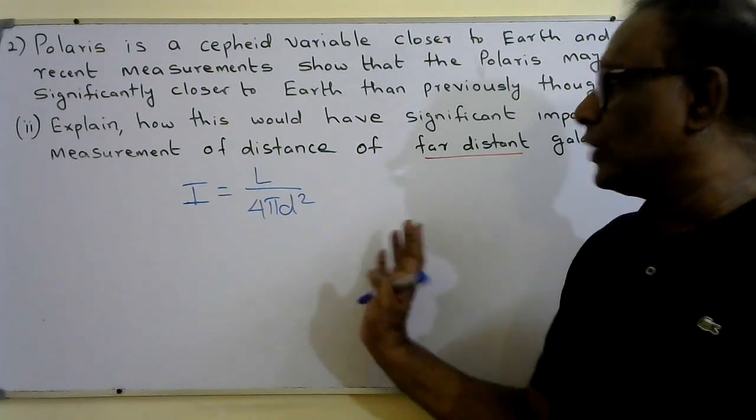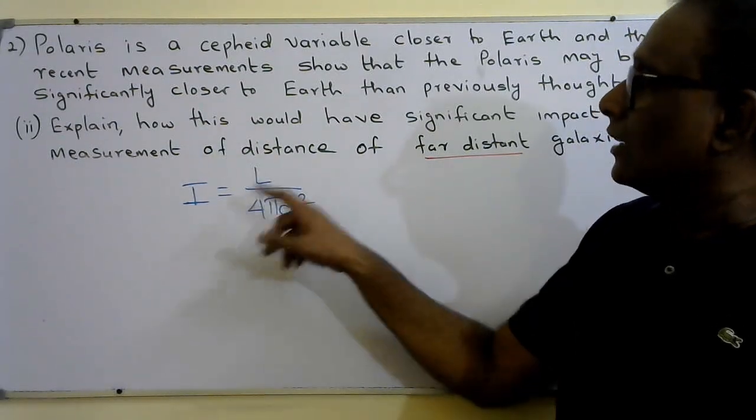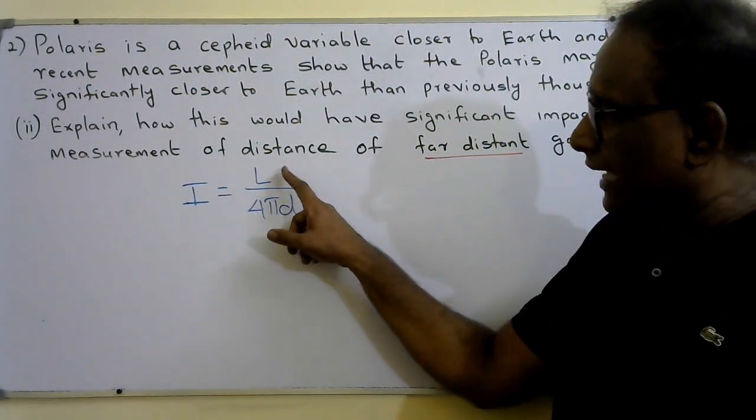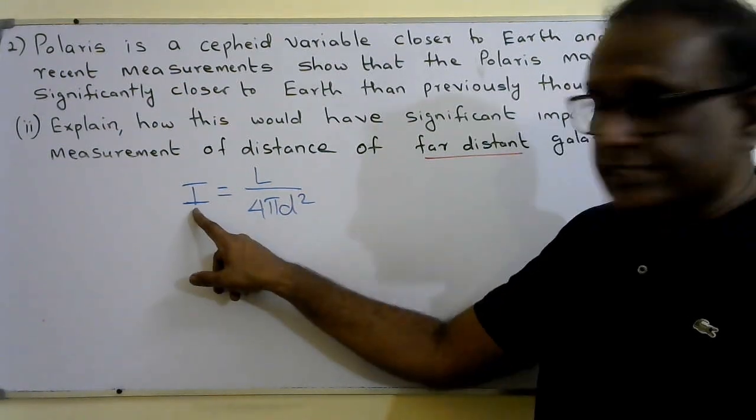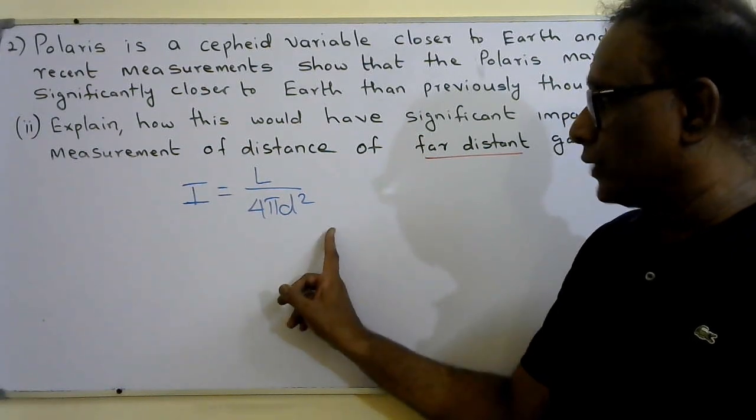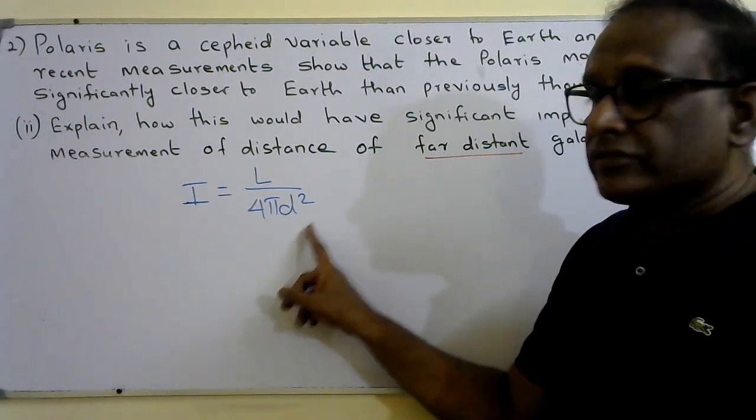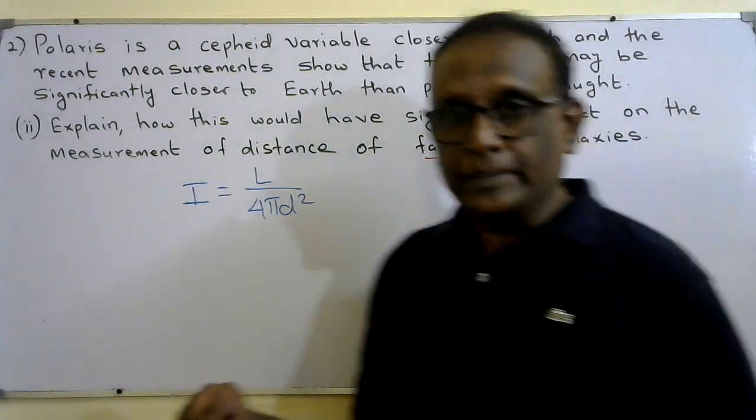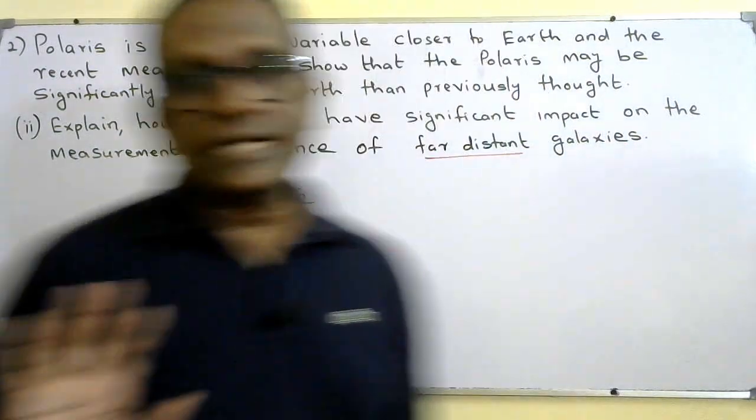I am not writing it, so you have to say the second part. Already we know from the previous part, L is dropping. There is no change in the measurement of intensity I. So according to I equals L over 4 pi d squared, the distance of that far distance Cepheid variable will become lower than what we thought. That's the answer you should write.